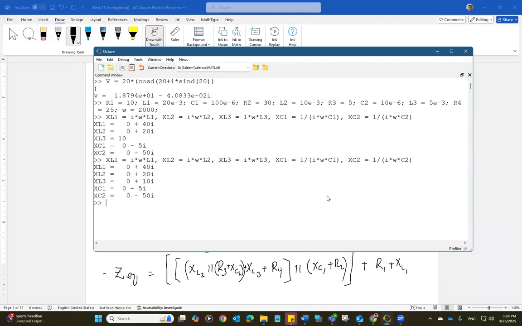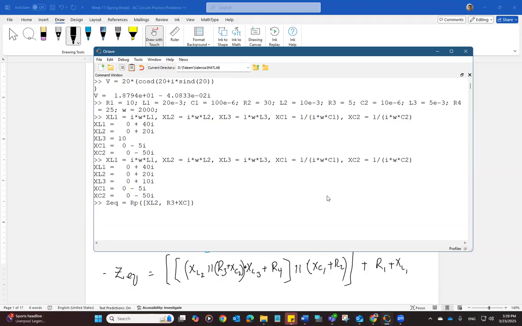Now I have my parallel function that I've been using since day one. So I'm just going to use that function. So my Z equivalent is the parallel combination of XL2 and R3 plus XC2.